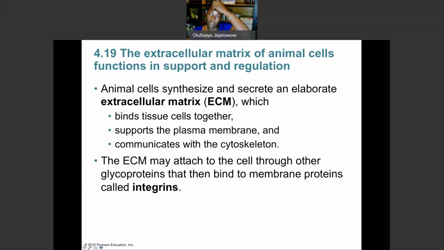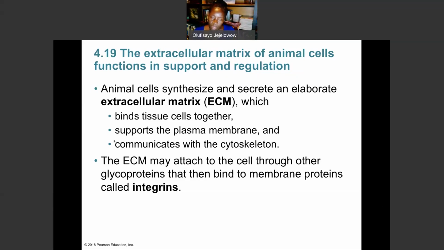The extracellular matrix of animal cells functions in support and regulation. We typically draw the cell membrane as the outermost layer, but animal cells tend to secrete, especially in multicellular organisms, an elaborate extracellular matrix. It binds the tissue cells together, supports the plasma membrane, and helps with communication between the cytoskeleton of the cell and the surroundings of the cell.